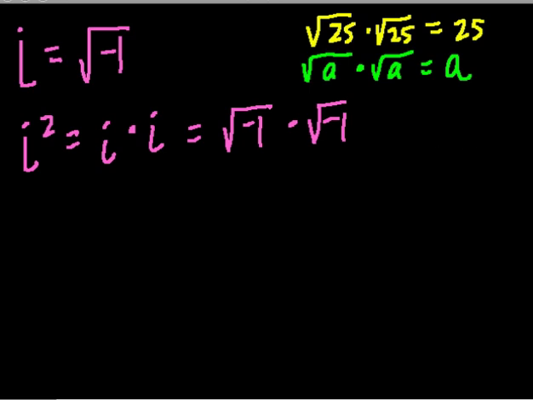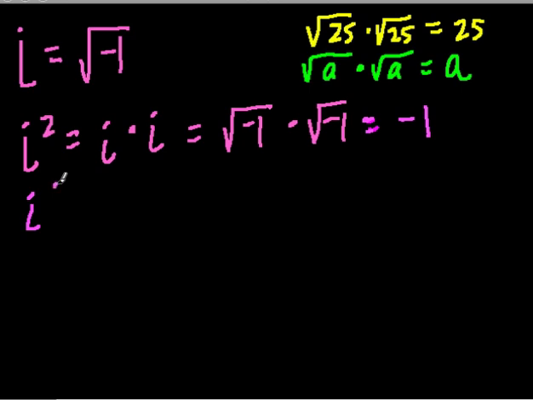So the square root of -1 times the square root of -1 is going to be equal to -1. And that's kind of neat, because with rational numbers, any positive or negative number squared gives you a positive number. But now we're dealing with square roots, and i squared is still negative.